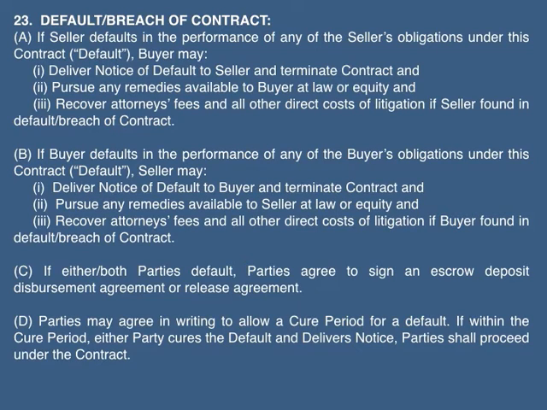It goes on to say if the buyer defaults in the performance of any of the buyer's obligations, the seller may do the same things it listed for the buyer. Then C, if either or both parties default, parties agree to sign an escrow deposit disbursement agreement or release agreement. And then D, parties may agree in writing to allow a cure period for default. If within the cure period either party cures the default and delivers notice, parties shall proceed under the contract.